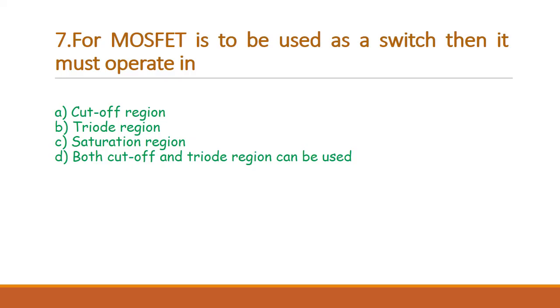Next question. For a MOSFET to be used as a switch, it must operate in, so switch means on state as well as off state. For off state we need cutoff region and for on state we need triode region, linear region. Therefore the answer is option D, both cutoff and triode region.